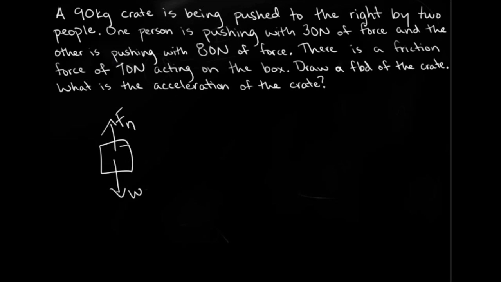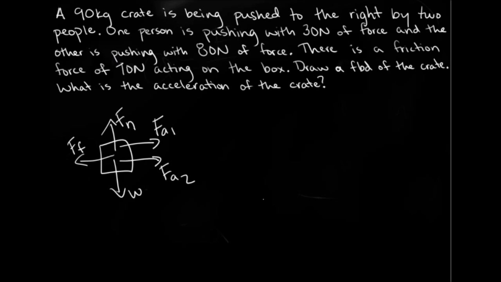There's a person pushing it to the right. There's a second person pushing it to the right. So I'm going to call this the first applied force and the second applied force. Because they're pushing it to the right, friction must be going in the opposite direction, to the left. So, force of friction. Now my free body diagram is complete. I have all the forces acting on this crate.